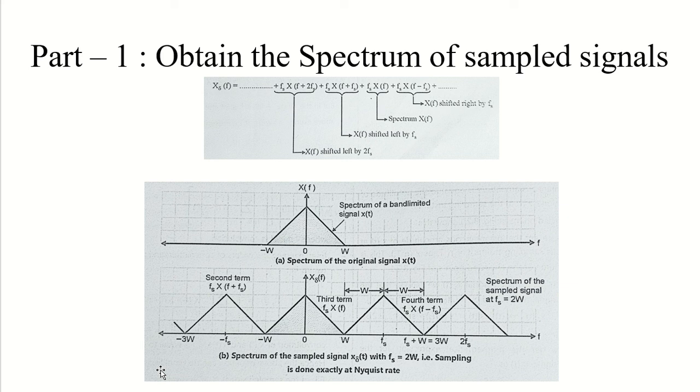And from that we can conclude that the process of uniform sampling of the signal in the time domain results in a periodic spectrum in the frequency domain, with the period equal to the sampling rate.